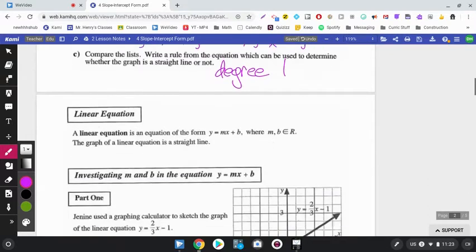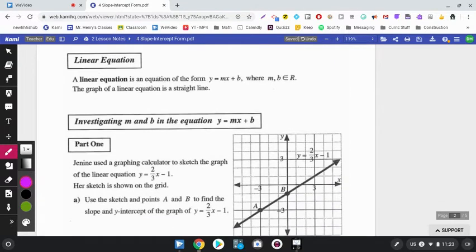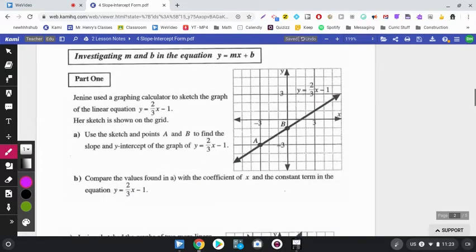Okay, let's go on a little bit more. A linear equation is an equation of the form y equals mx plus b. This is going to be really important, where m and b are elements of the real numbers. So really all that's saying is, I have my y and my x, and I have some value in front of the x, and I'm adding some value on the end. That is called the slope-intercept form, and we're going to touch on that a little bit more. So let's look at mx plus b, and maybe I can figure out where those values come from, or maybe you remember from grade 9 or whatever.